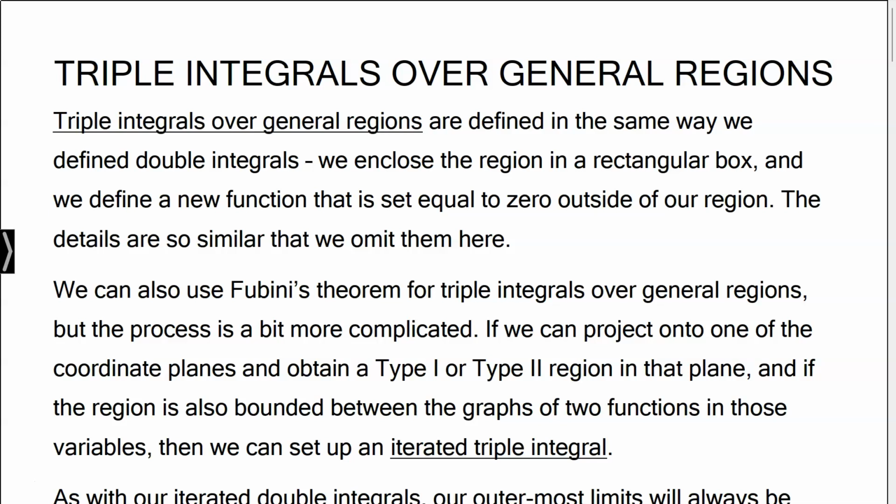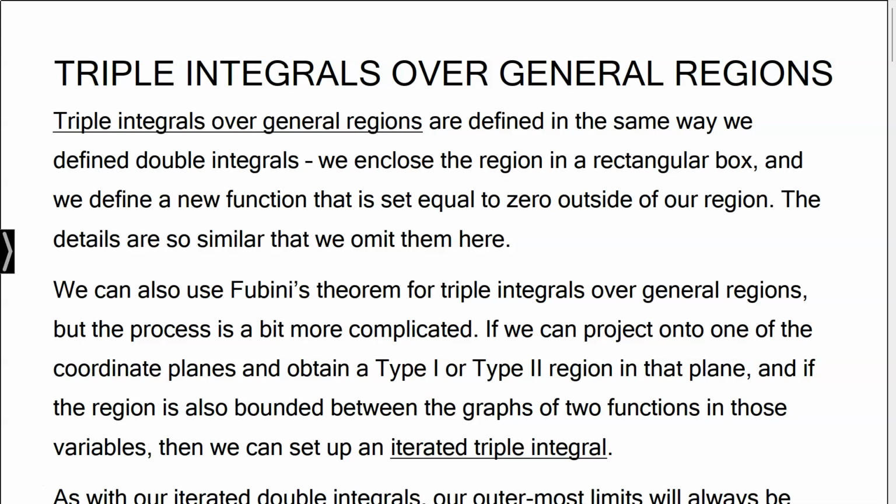There's a similar process that we could use for triple integrals over general regions. It's very, very similar. You take the region, you enclose it in a three-dimensional rectangular box, define a new function that's set equal to 0 outside of our region, and then we use the old definition in terms of a rectangular box. So I'm not going to go through that. It's in the textbook if you want to look at it. It's just kind of tedious, and it's so similar that I'm just going to skip that here.